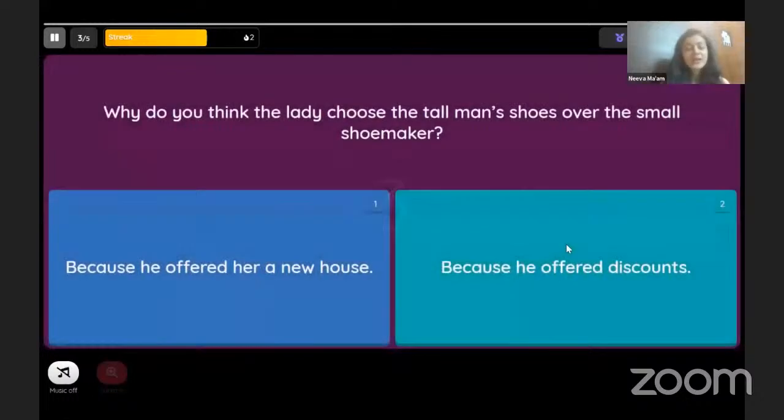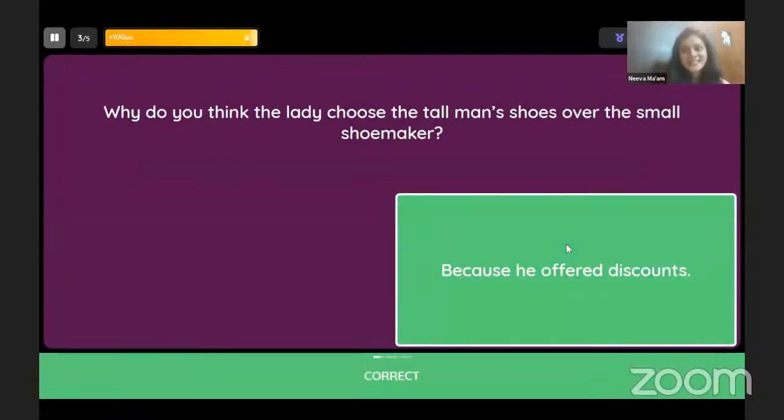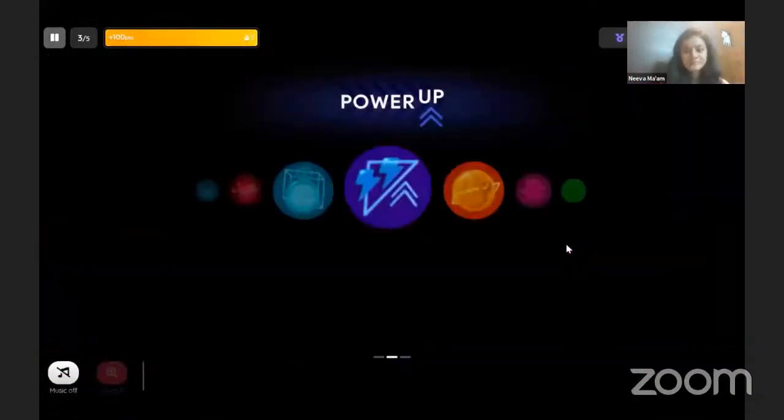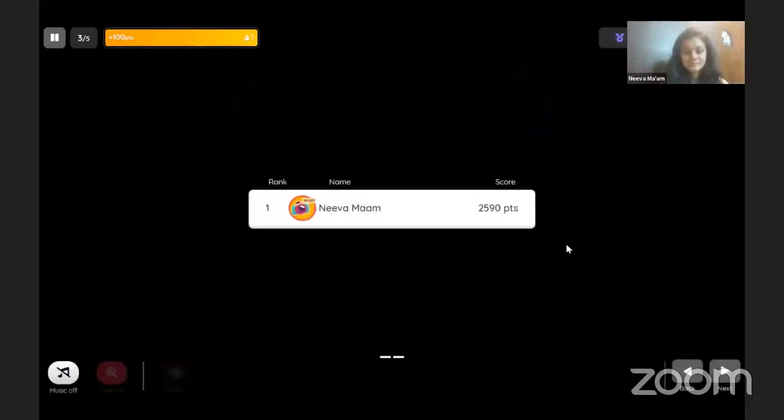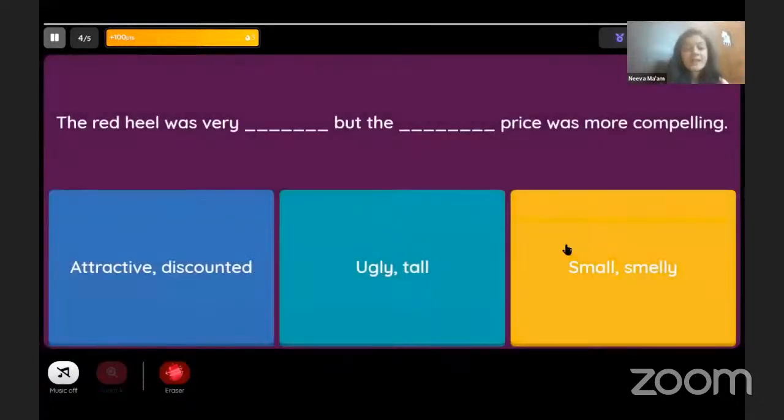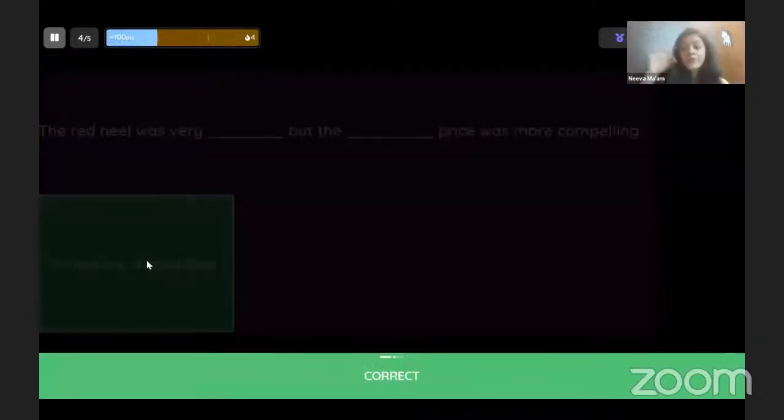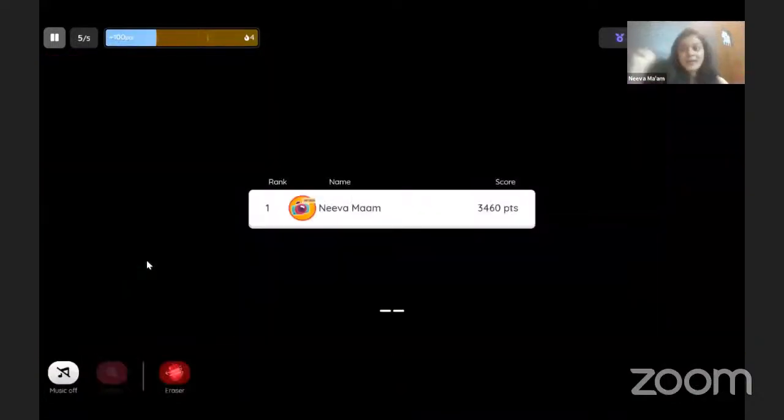Why do you think the lady chose the tall man's shoes over the small shoemaker's? Because he offered discounts. The red heel was very attractive, but the discounted price was more compelling, okay? Because he offered a discount. So the lady went to the tall man.